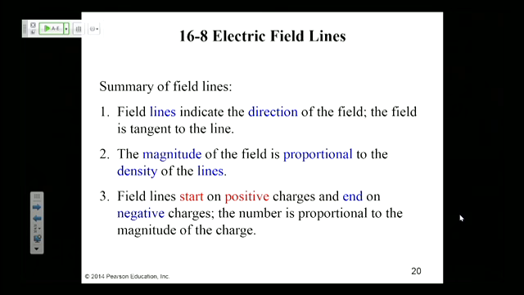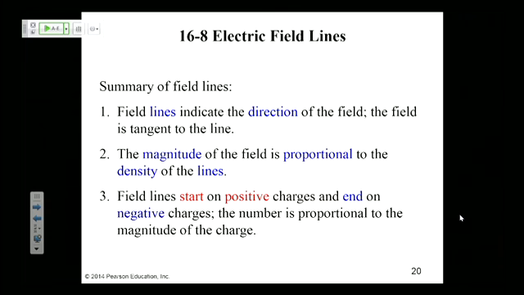To summarize, we can say that field lines are considered like a signature for charges. Wherever there are charges, there will be field lines. The magnitude of the electric field is proportional to the magnitude of the charge, and usually this is expressed by the density of lines, the number of field lines per unit area. We call it density. The density gets greater as the magnitude of the field gets stronger.